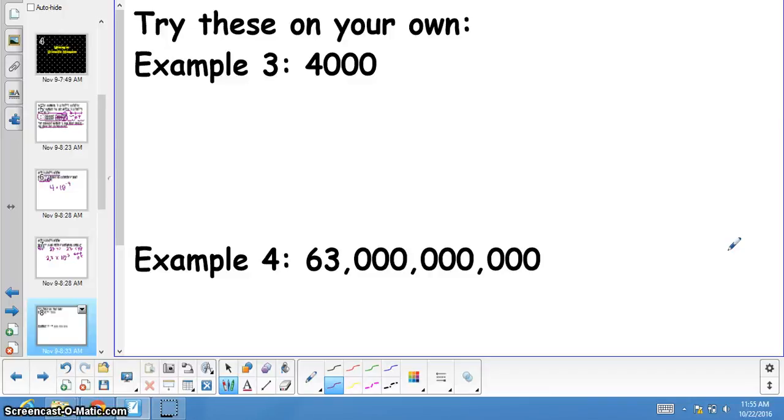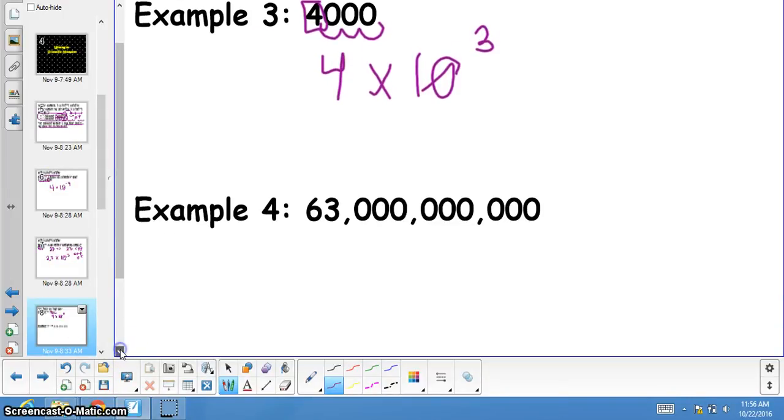Example number 3, 4,000 in scientific notation. I only see a 4, so I know that's my base, the first one, times 10, no decimal, moving to the right 3 spaces. Oh my goodness, this next example is really, really big, and this is a prime example of why scientific notation was created.